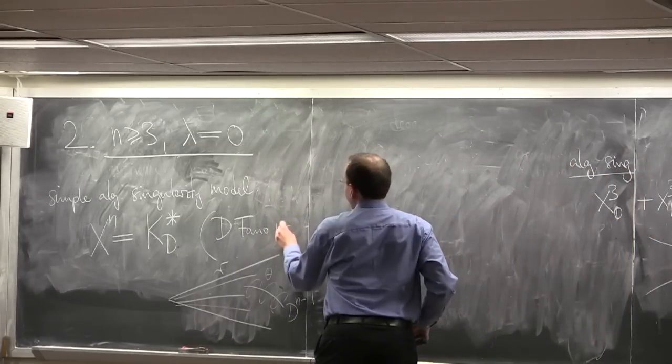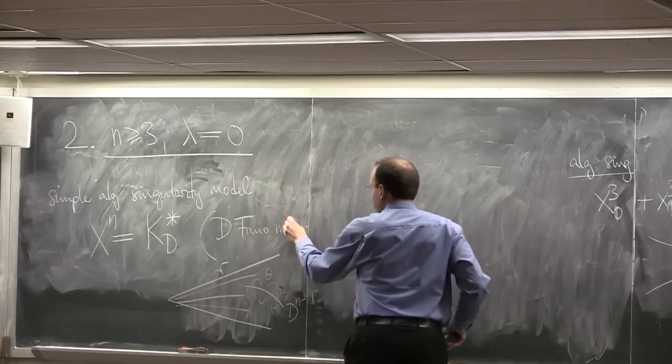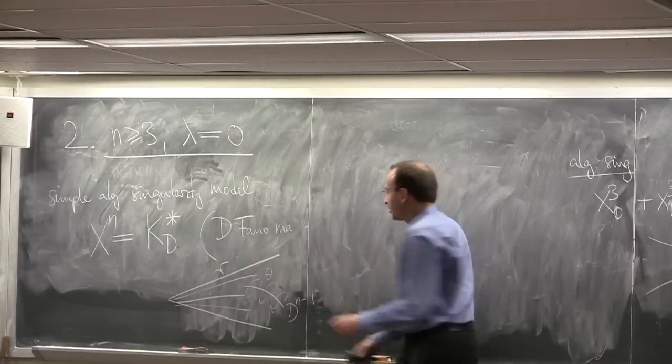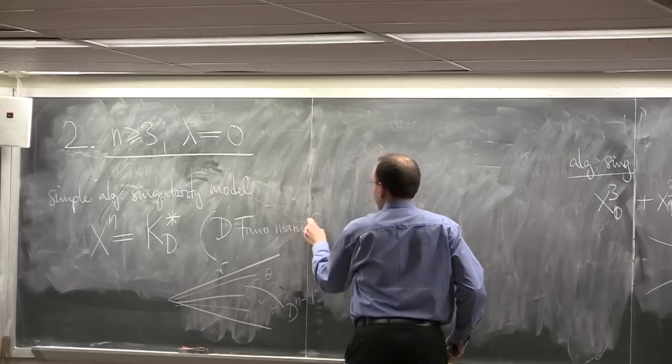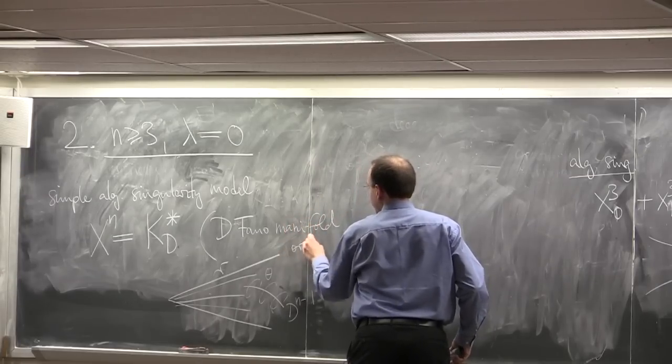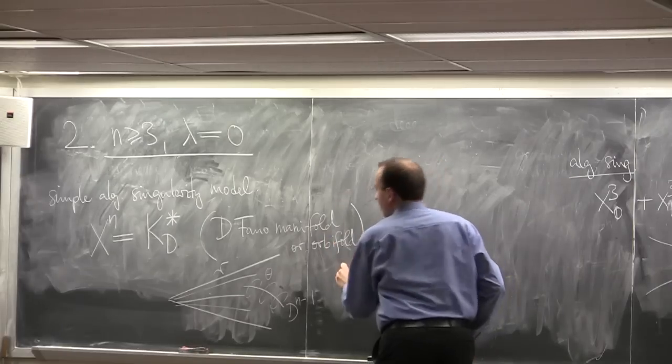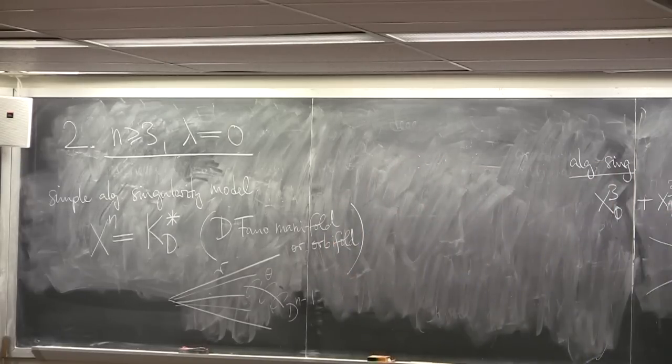I'll say D is a Fano manifold or maybe an orbifold. Perversely, the most natural examples actually have D an orbifold rather than a manifold. So that's a type of complex singularity that you encounter quite often in limits of Calabi-Yau manifolds, just algebraically, if you take an algebraic limit.